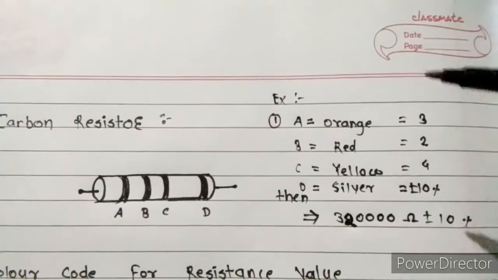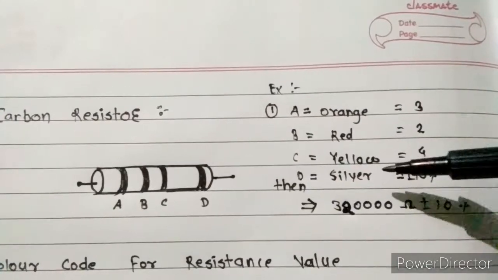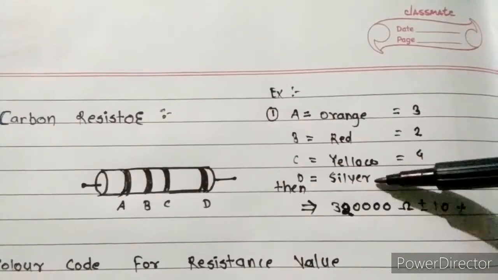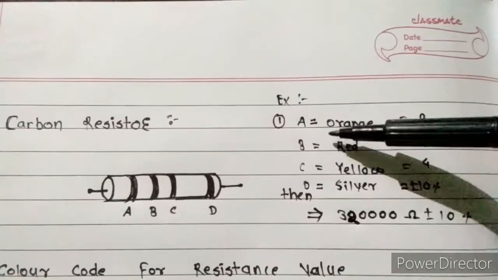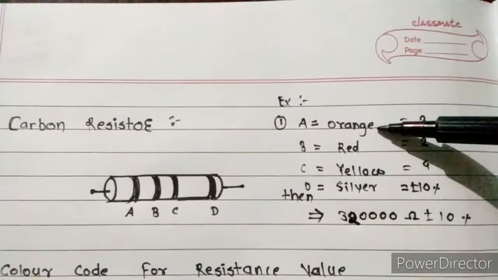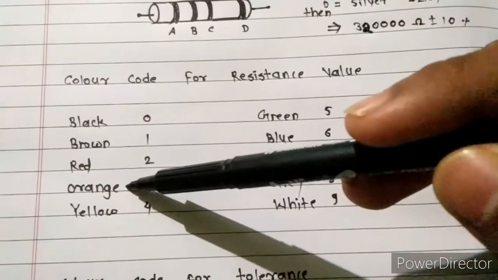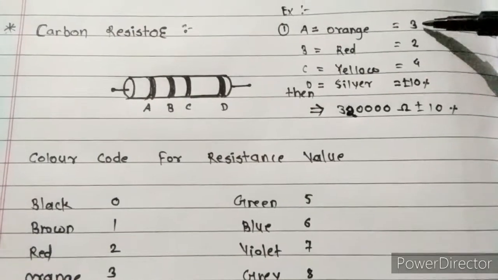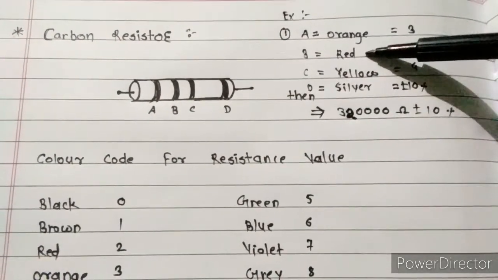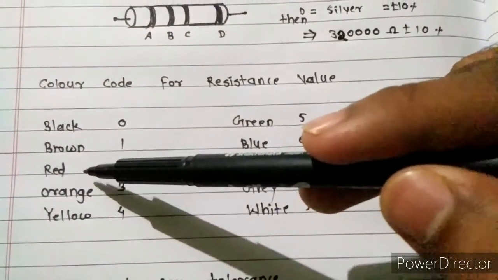In this example, suppose band A has an orange color, band B has a red color, band C has a yellow color, and band D has a silver color. For band A, the color is orange. Which number defines orange? Here number 3 defines orange, so our first digit is 3. Our second band has a red color. Which number defines red? Number 2 defines red.